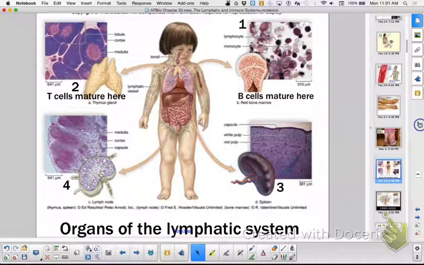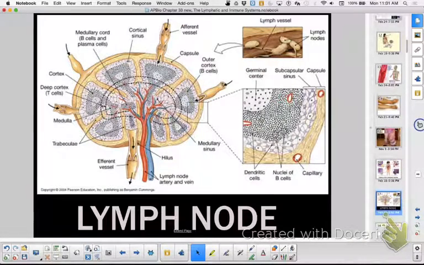Now, what if it's not in your tissue fluid? What if this pathogen is moving through your blood? The spleen will handle the blood. B and T cells can hang out in the spleen and monitor your blood. Lymph nodes take care of the tissue fluid. So let's go up close. Here is a lymph node.